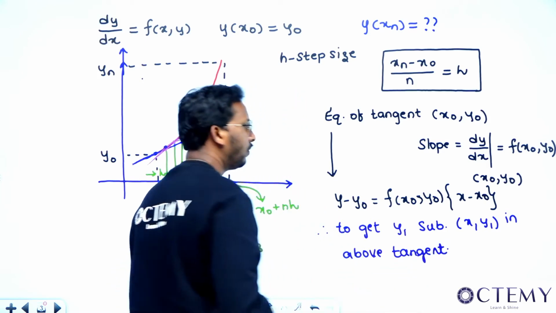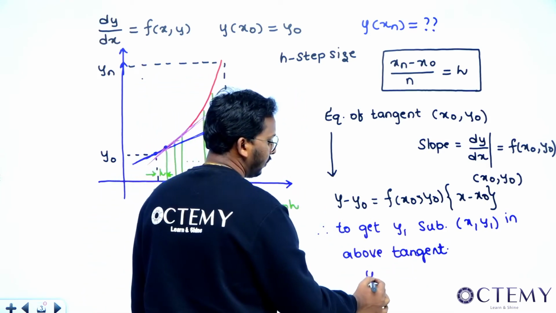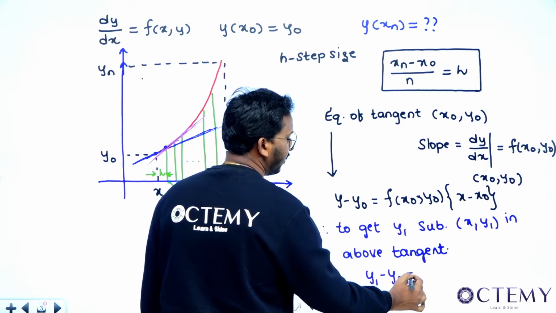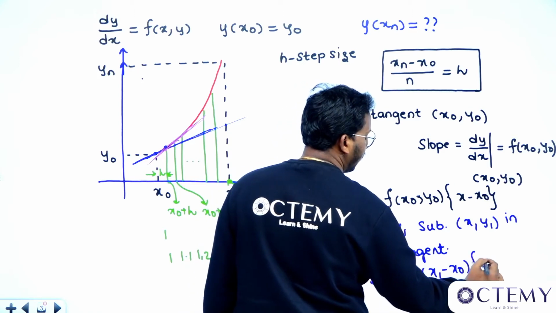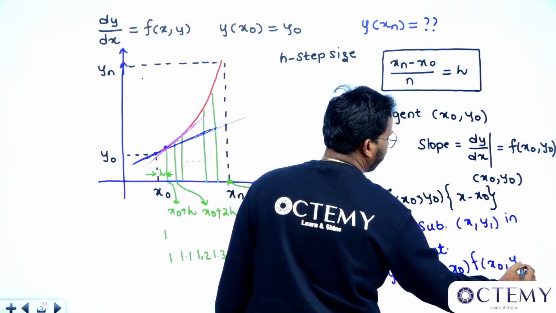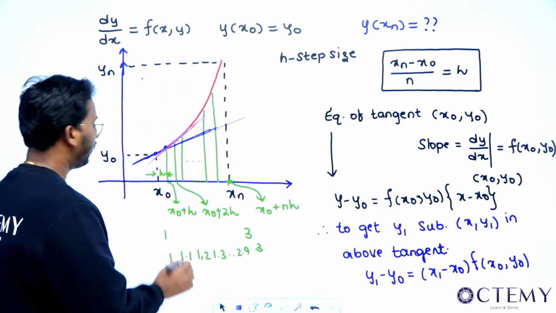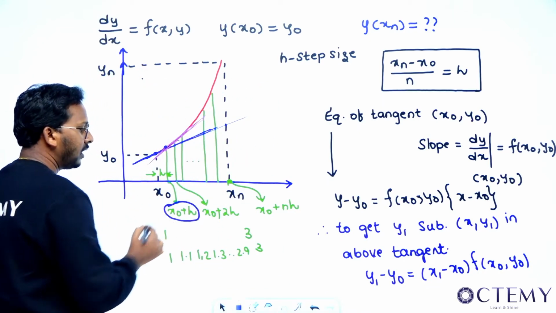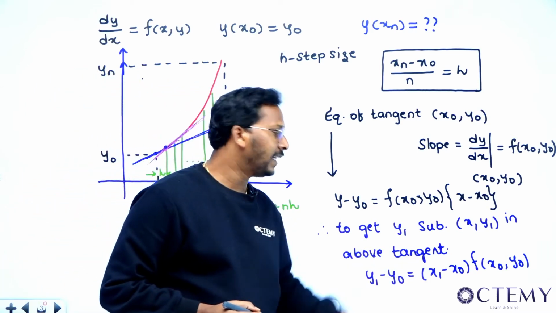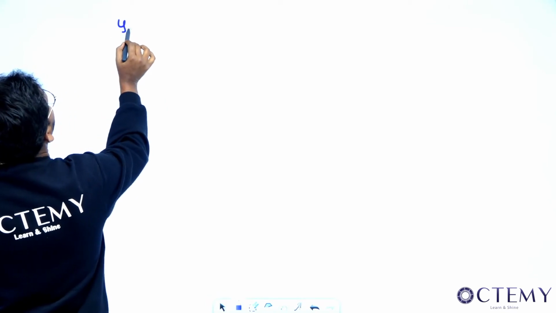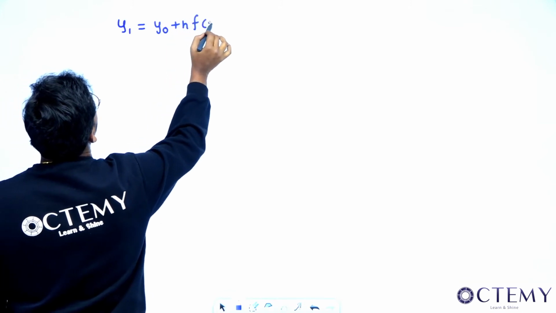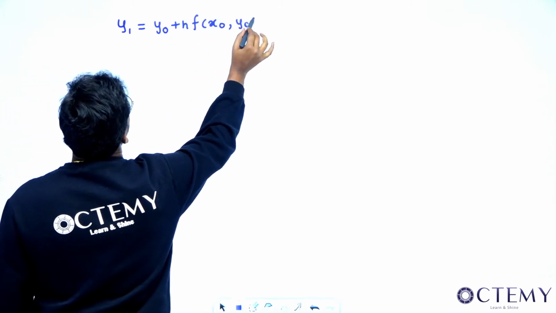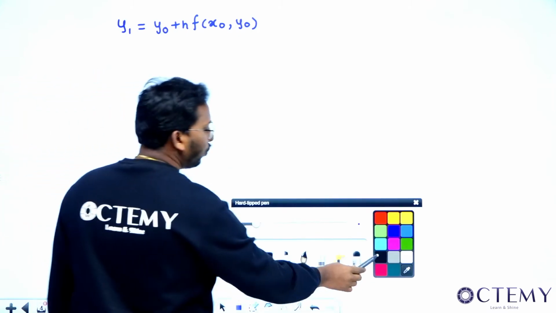If you do that, what will you get? You will get y1 minus y0 is equal to x1 minus x0 into f(x0, y0). But what is x1? This is x1, that is x naught plus h. So x naught plus h minus x naught will be h. So ultimately you will get y1 is equal to y naught plus h into f(x naught, y naught).